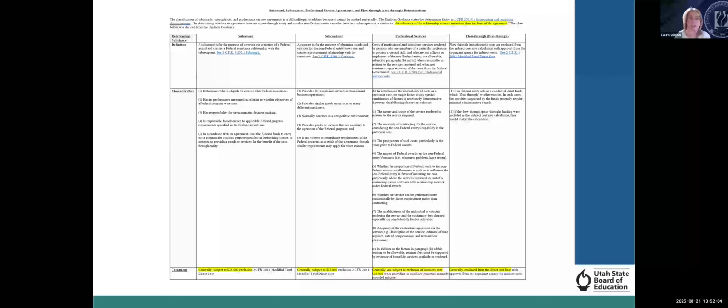Perfect. Sorry about the sidebar you're going to see, but as you can see, the professional service cost is the cost of a professional or consultant service rendered by persons who are members of a particular profession or possess a special skill, and they are not officers or employees of the non-federal entity. That means the LEA. Then you can go down through here and it'll tell you to determine the allowability of the costs, to consider these things: the past pattern of costs, the necessity of contracting for the service. Those things will help you decide how to categorize that.